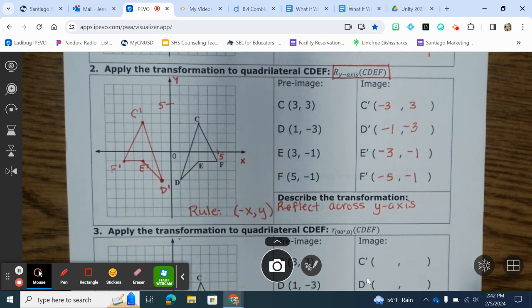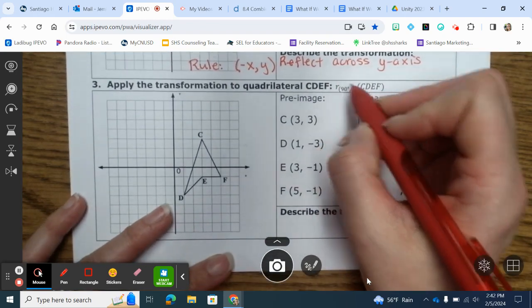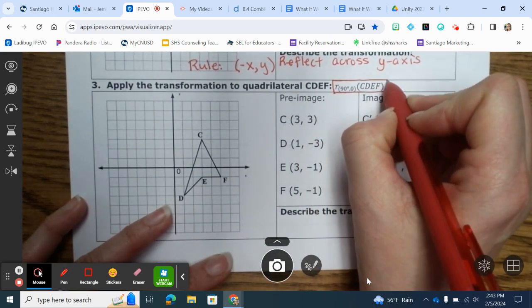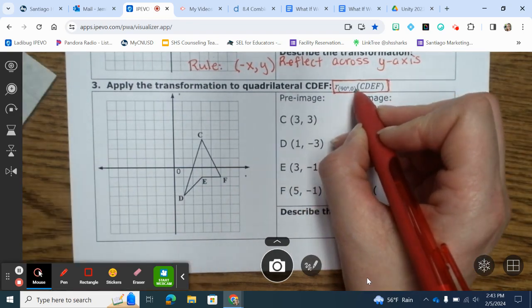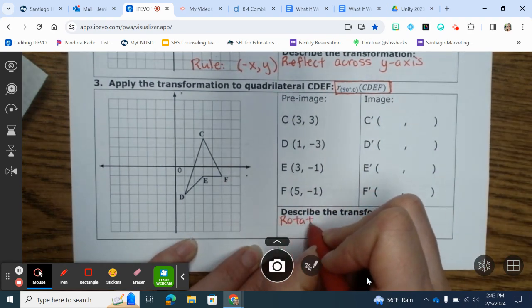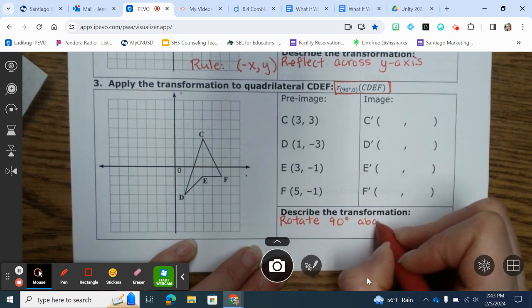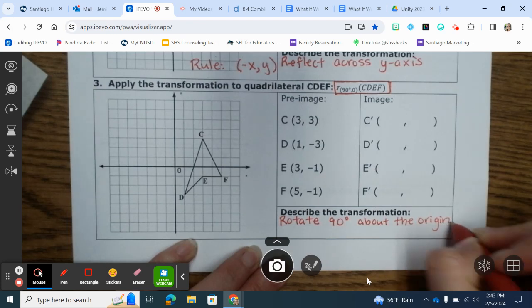For problem 3, we're going to use some patty paper because rotations are just really tough without it. So let me move this up. This lowercase r means I have a rotation of 90 degrees. And then the O there means about the origin. Okay, so this is going to be rotate 90 degrees about the origin, which is 0, 0.